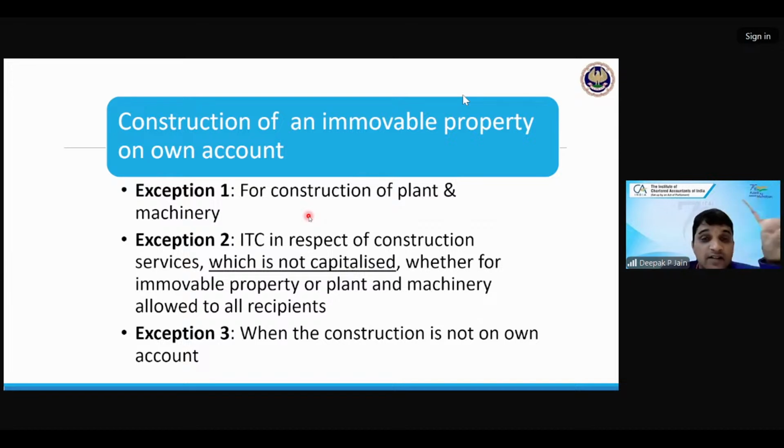But you are capitalizing the building, no? Still, you will not get the credit, because when you're buying any office building, it is a works contract or any kind of construction for own use. So your credit will not be available. So any kind of real estate, either on your own account or with the help of a works contractor, still credit will not be available.